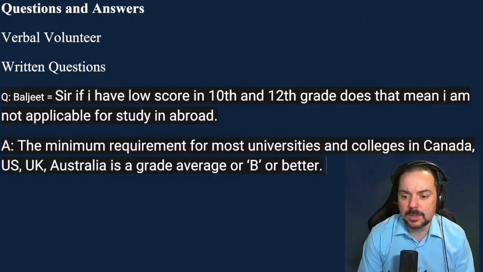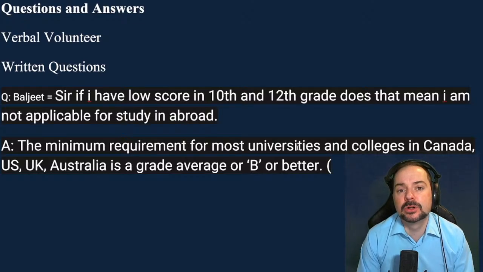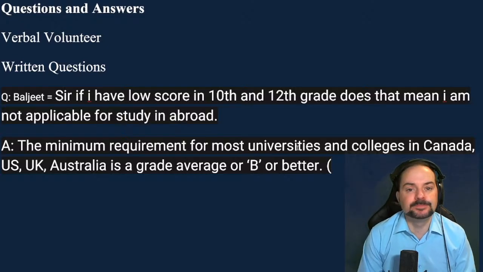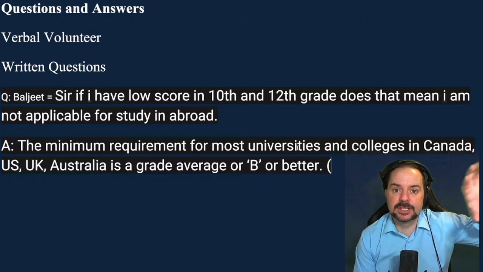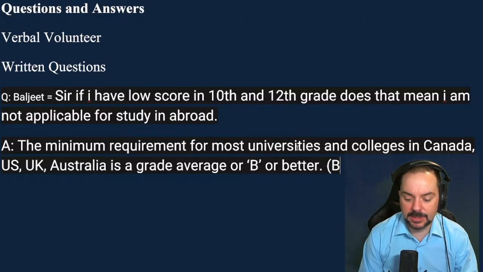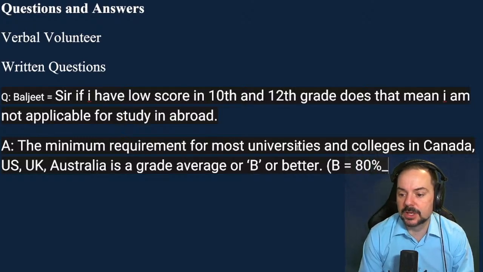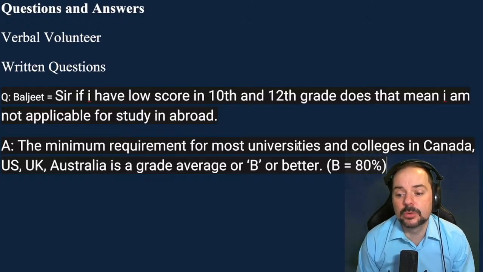Okay. So the Canadian school system, American school system, works on a letter grade average. So it goes A+, that's the highest, then A, then B+, then B, and then some schools have B-, C+, C. Okay, so these are basically 5 percentiles each. So a B, think about it this way, is equal to 80% usually. Okay, so ideally you have a grade average of 80% or better.